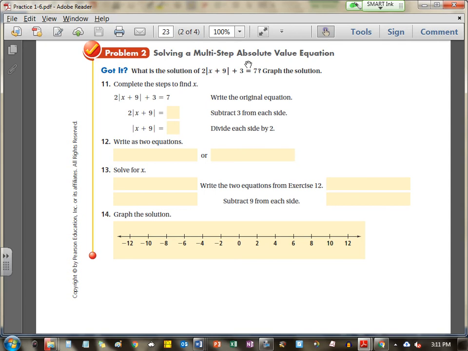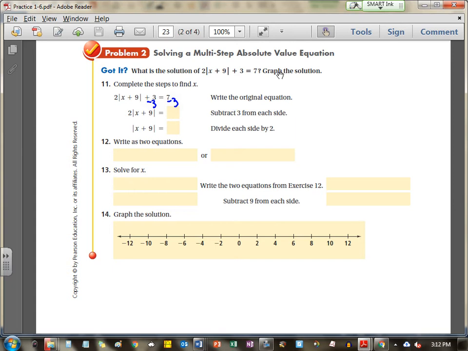This one's a little bit more complicated because of the way they wrote it. But if we move the 3 to the other side and maybe divide by 2, I think we'll be right back in the same situation as we were a minute ago in problem 1. So first thing I'm going to do is subtract 3 from both sides, like it says right here.